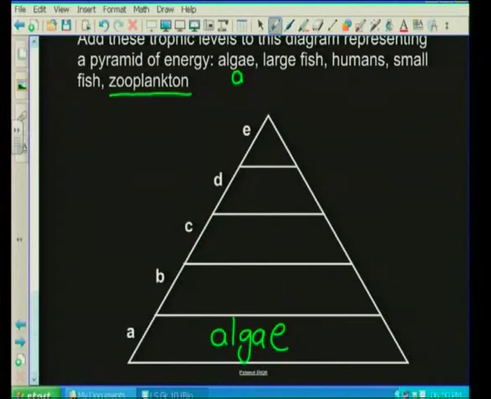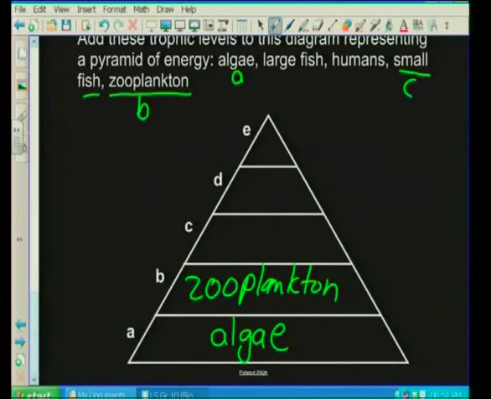All right, zooplankton are tiny little microscopic animals that live in water. So they are going to feed on the algae. So number B will be zooplankton. Okay, so we're going to write zooplankton into our next level. Now, what's going to eat the zooplankton? If I look down my list, I think small fish. So that will be number C. So we're going to write small fish into trophic level 3.